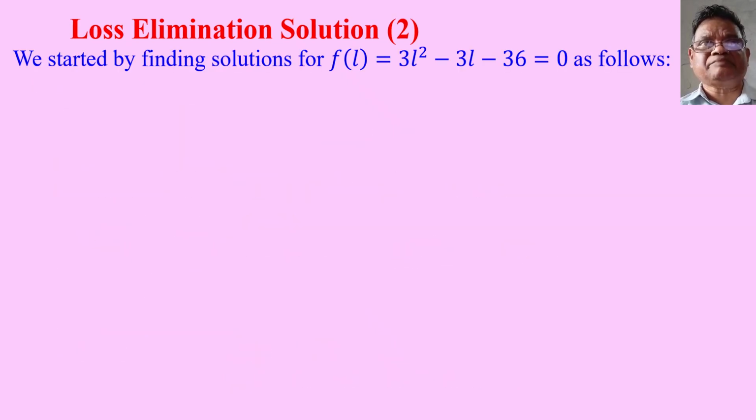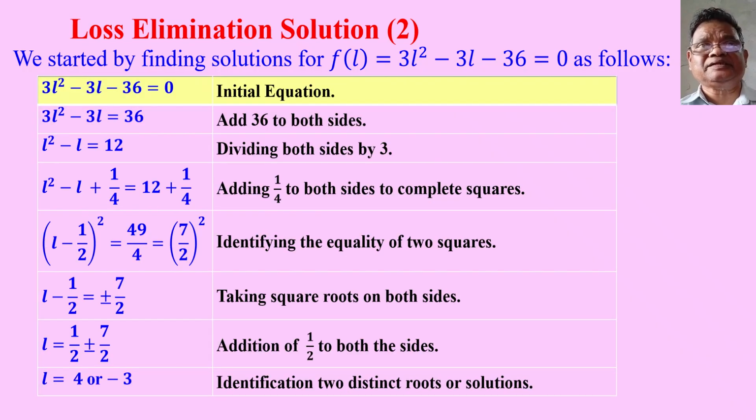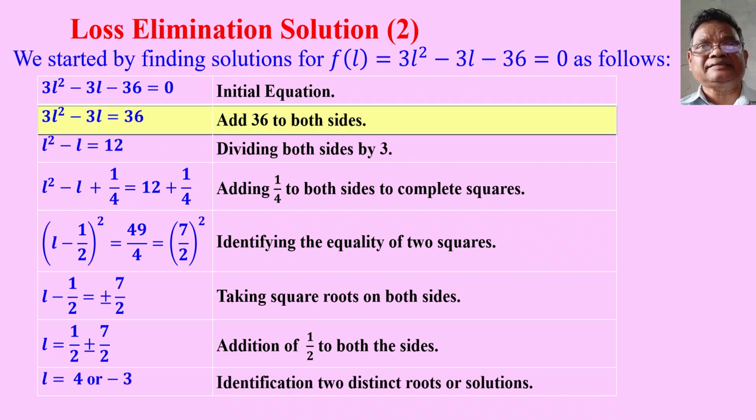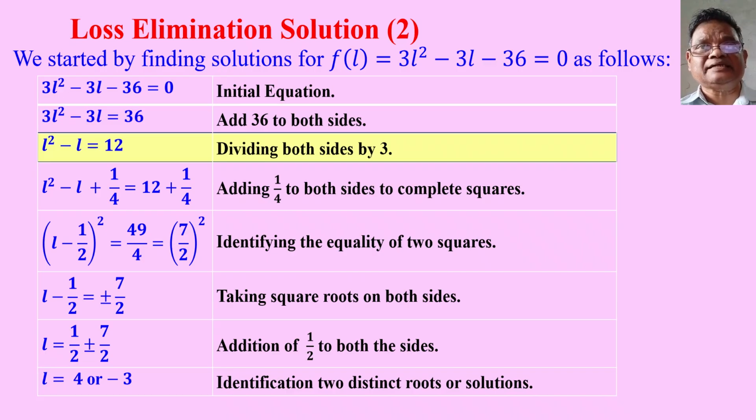We started by finding solutions for f(L) equals 3L squared minus 3L minus 36 equals 0 as follows. The initial equation is 3L squared minus 3L minus 36 equals 0. We add 36 to both the sides to get 3L squared minus 3L is equal to 36. Then we divide both the sides by 3 to get L squared minus L is equal to 12.